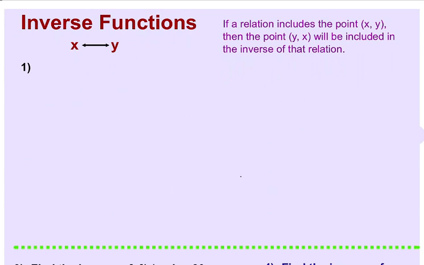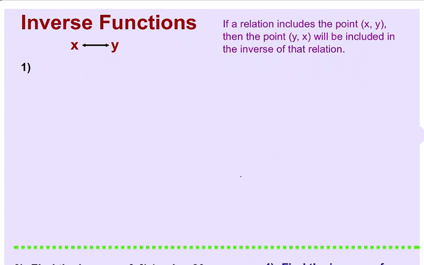This is going to be a brief introduction to something called inverses, which is actually something we've been using for a very, very long time. A formal definition: if a relation includes the point (x, y), then the point (y, x) will be included in the inverse of that relation, which sounds more complicated than it really is.